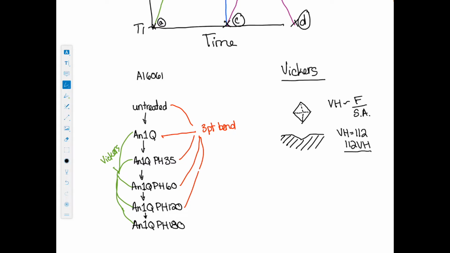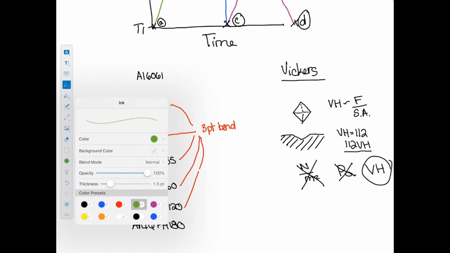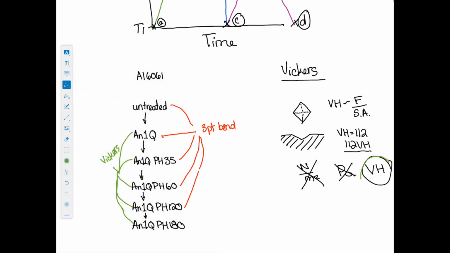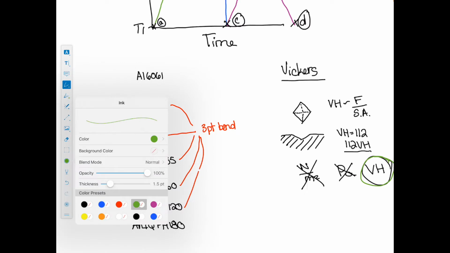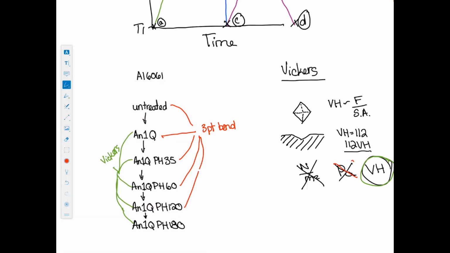So these are the units we're going to use. We are not using newtons per meter squared. We are not using pascals. We are using Vickers hardness. That is what we're using. So please be aware of that. The data that I gave you is unitless in the sheets.